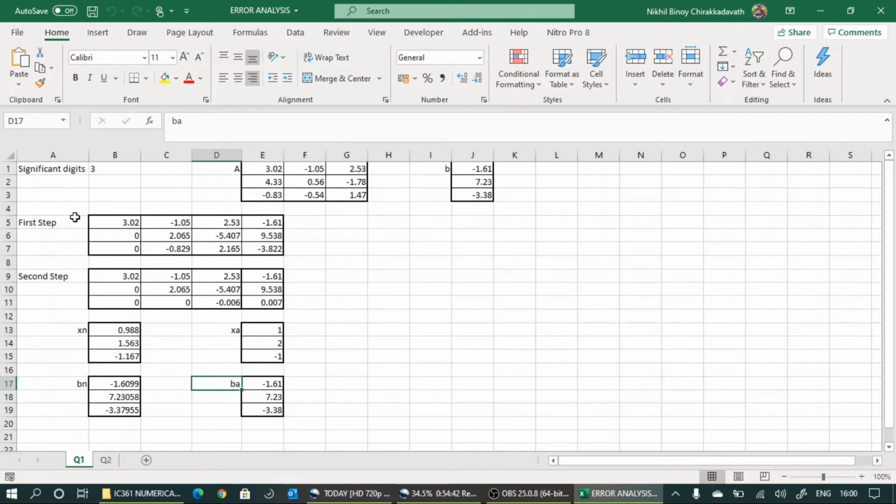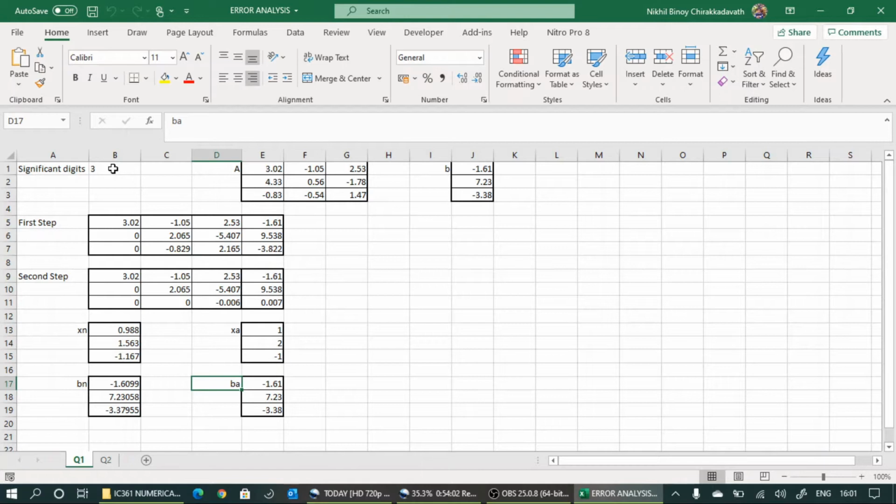Okay. So this one is the augmented matrix after the first elimination. This one is the augmented matrix. Okay, which means the x1 elements are removed and these 6 components are modified. And this one is the final augmented matrix after the second elimination. Okay. Please note here that the significant digits used are 3. Three significant digits are used.